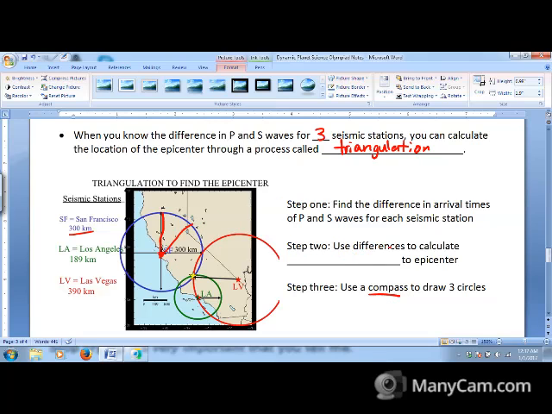Step 2, as I said before, you're going to use these differences to calculate the distance to the epicenter. And step 3 is to use a compass to actually draw these 3 circles that represent the distance to the epicenter calculated using those tables on Google. So after you draw these 3 circles, the point of intersection, note the triangulation right here, the point at which all these intersect is the actual location of the epicenter, which is pretty cool.